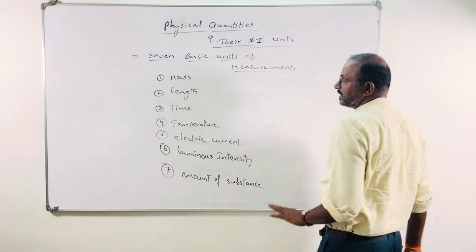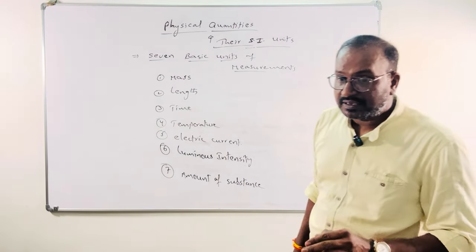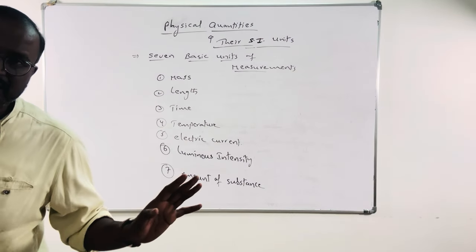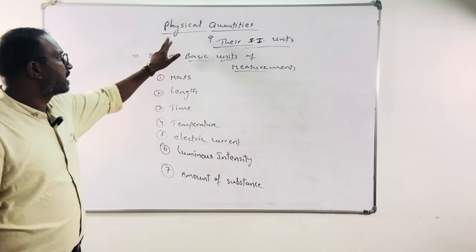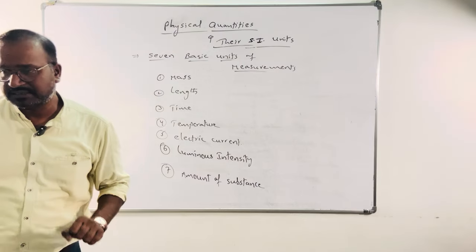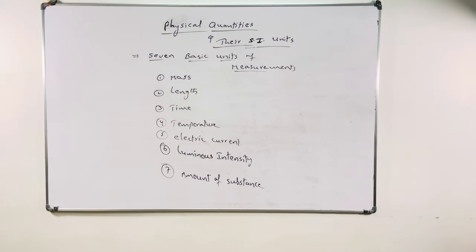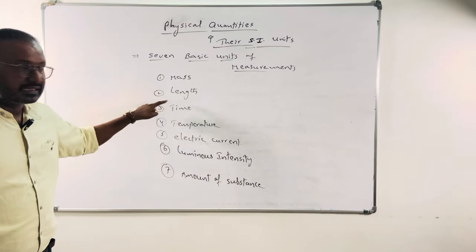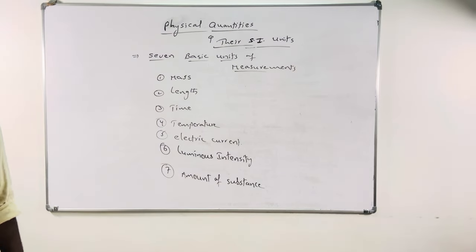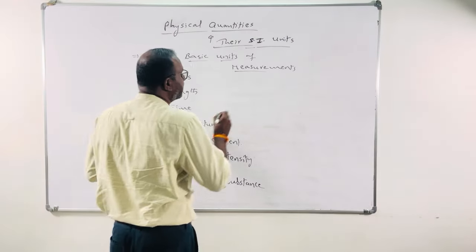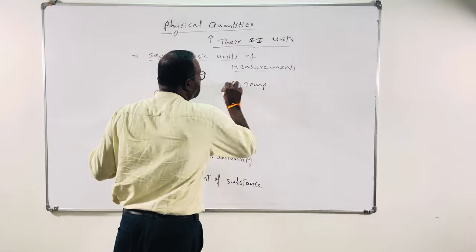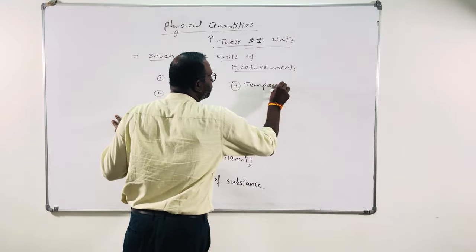Seven basic units. Seven basic fundamental measurements. These are the fundamental measurements used to describe the physical properties of the substance. In that, we have already discussed these three: what is mass, what is length, and what is time. Let's discuss the fourth one, temperature.